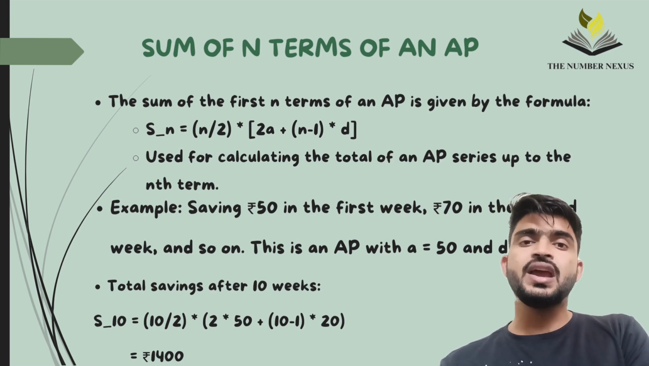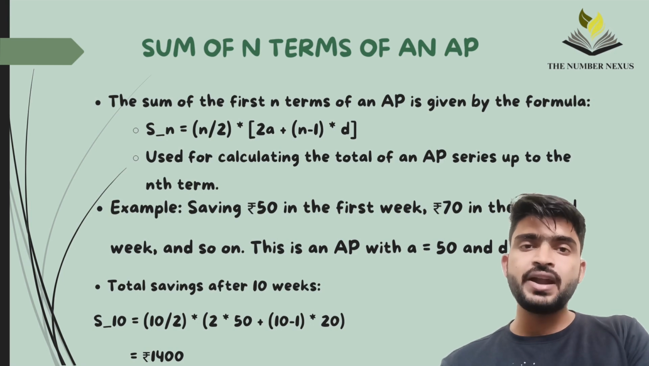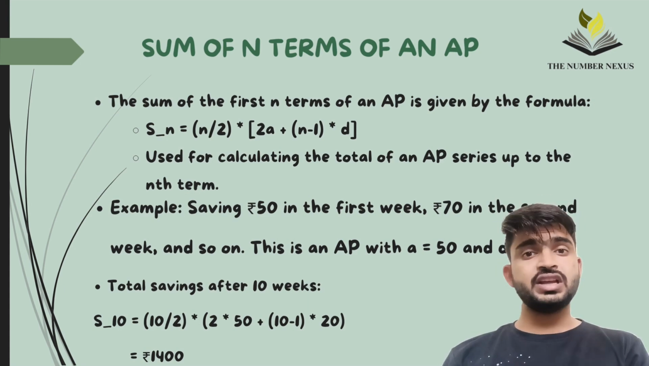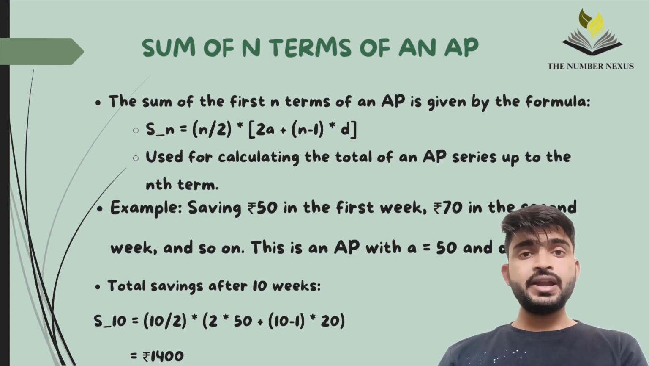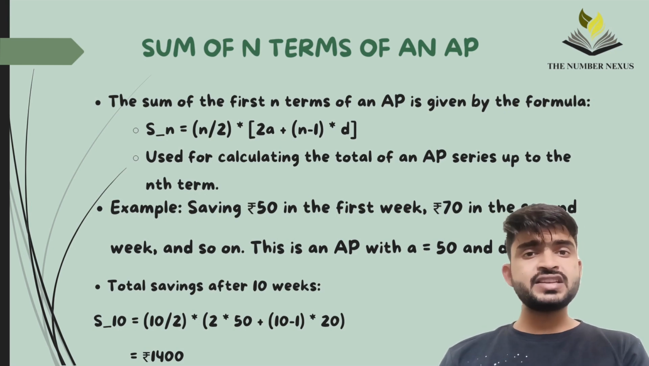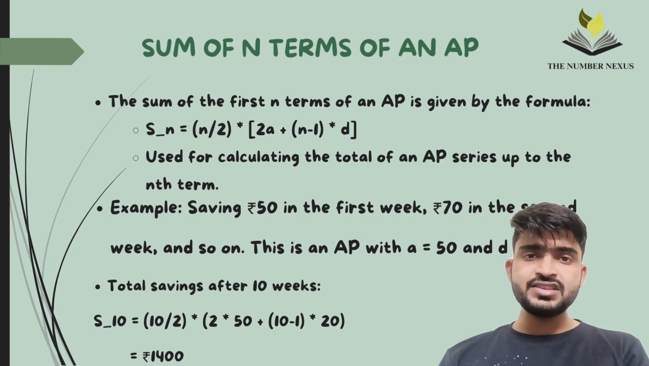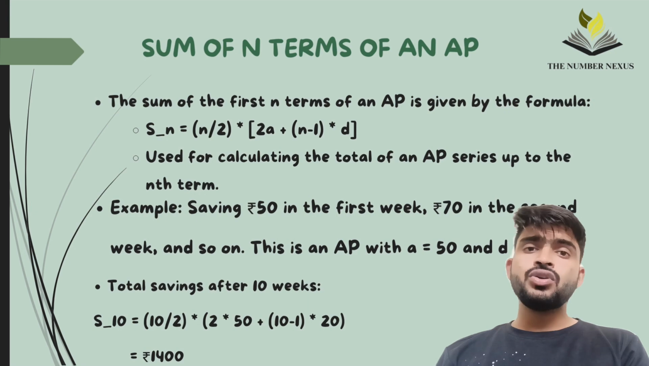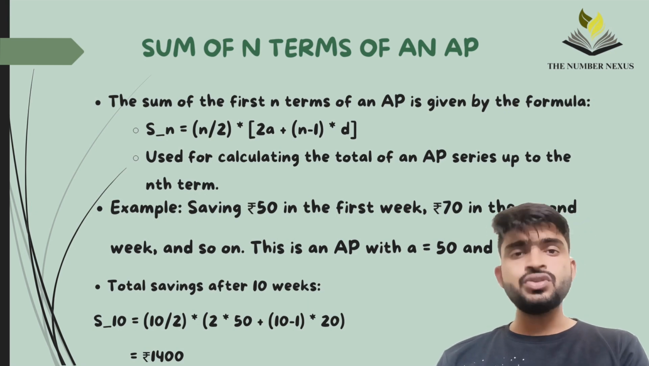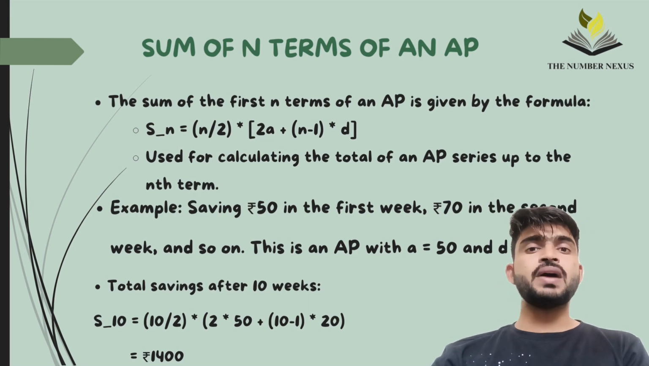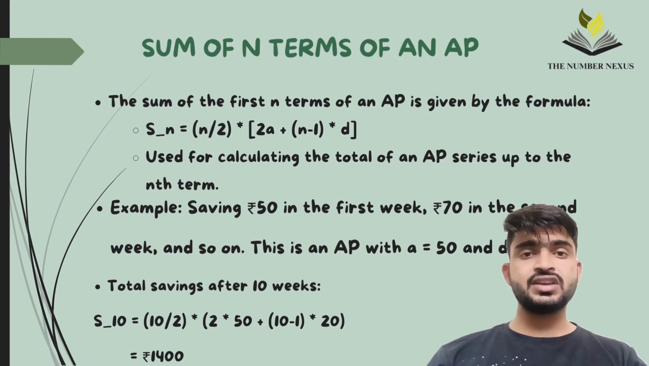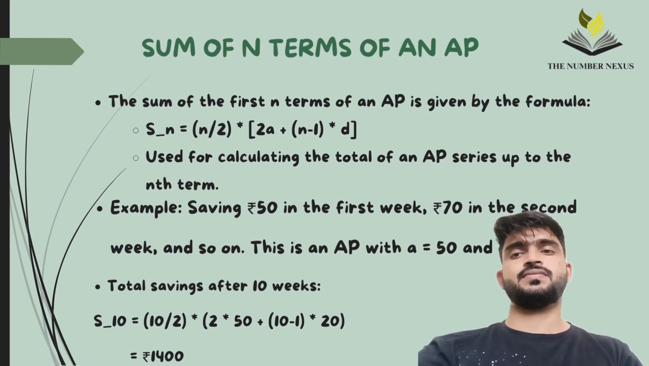So the formula will be S_10 equal to n by 2, that is 10 by 2, into (2a, that is 2 into 50, plus (n minus 1) into d, that is (10 minus 1) into 20). So the next step will be S_10 equal to 10 by 2 into (2 into 50 plus 9 into 20). That is S_10 equal to 5 into (100 plus 180), that is 5 into 280, that is 1400. So by the 10th week, the sum of money you are going to save will be 1400 rupees.